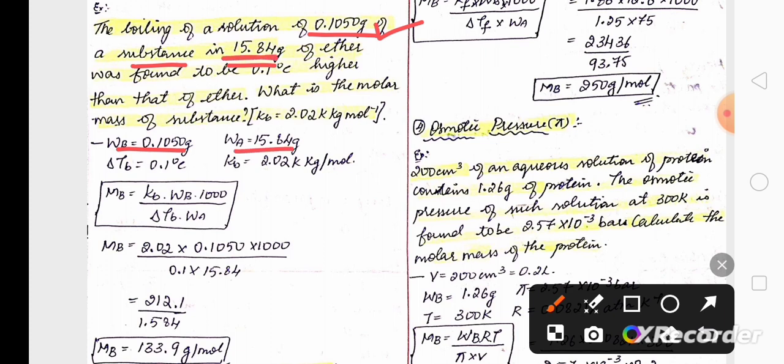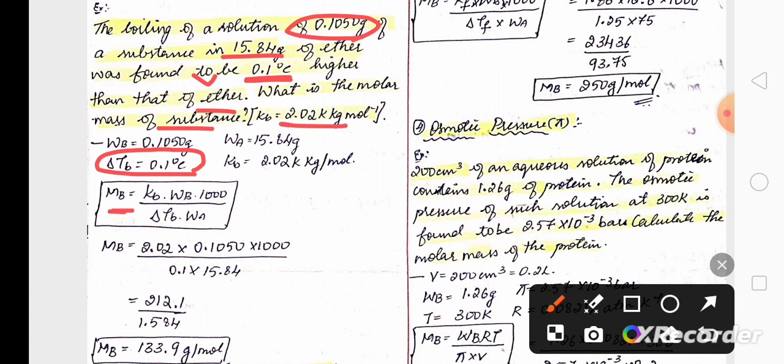It is said that the boiling point has been raised by 0.1 degree Celsius, so delta Tb is directly given. Delta Tb is 0.1 degree Celsius higher than that of pure ether. After adding 0.105 grams of non-volatile solute to 15.84 grams of ether, the boiling point is raised by 0.1 degree Celsius above the boiling point of pure ether. We need to find out the molar mass of solute Mb. The Kb value is given as 2.02 Kelvin kg per mole.